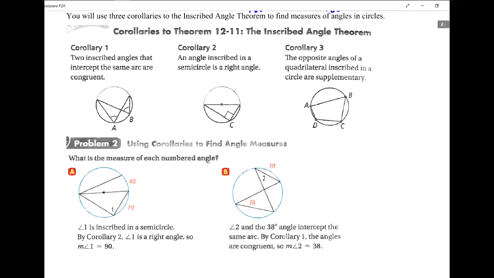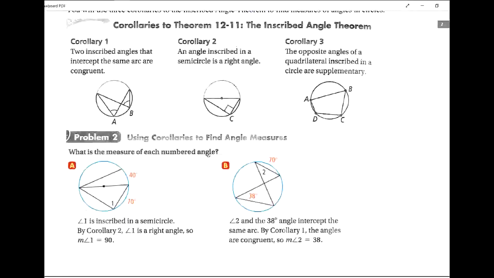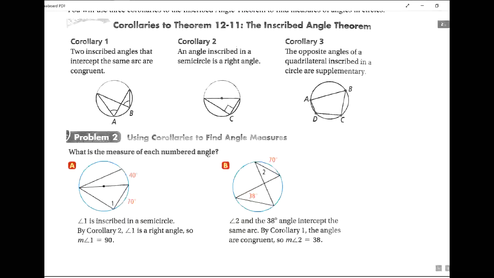All right, let's look at our next theorems. Here we have some corollaries, and you remember corollaries are extensions of theorems. They're special cases, and our inscribed angle theorem says that the measure of the inscribed angle equals 1/2 the measure of the intercepted arc. Right? So, what do we have here?